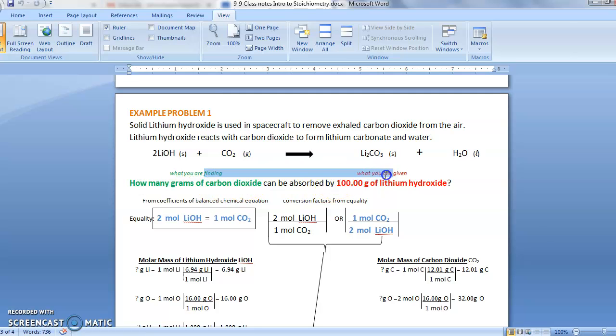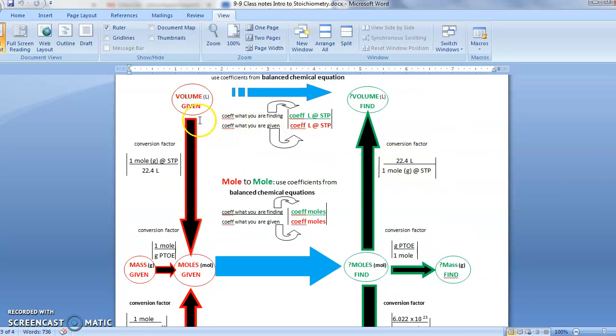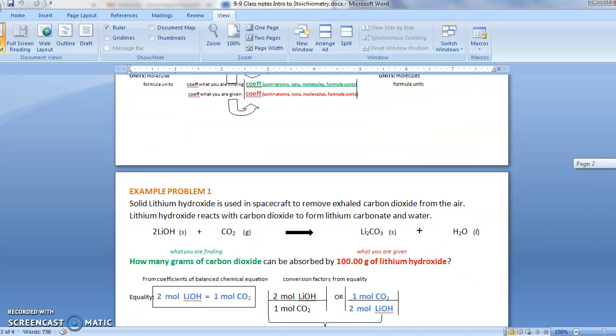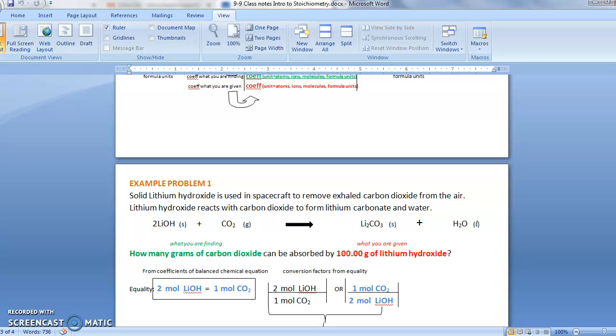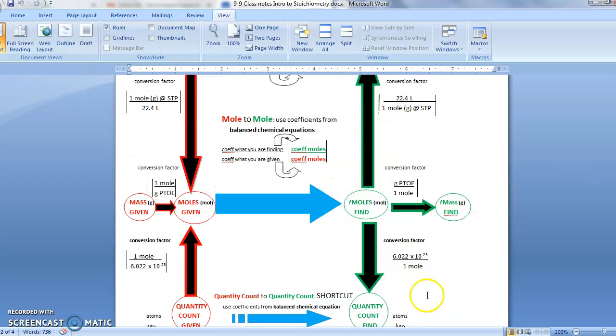Our very first problem: how many grams of carbon dioxide can be removed from 100 grams of lithium hydroxide? So our given here is in red. On this chart right here, the red side is the given side. The question that we're trying to find, how many grams of carbon dioxide, is highlighted in green because that is a different substance that we're trying to find something out about.